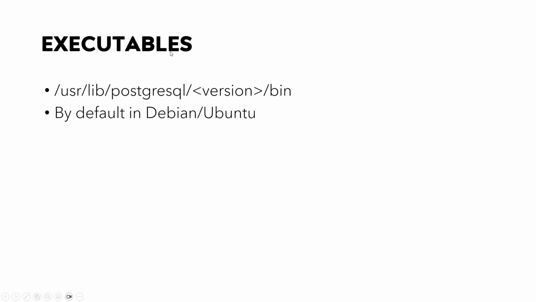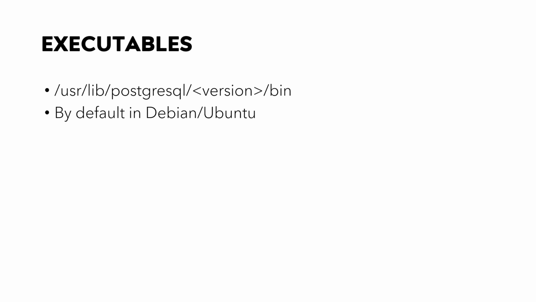The executables are stored in a third location, so these are under /usr/lib, and again there is a separate folder for each version. Obviously not a separate folder for each cluster, because the clusters will all use the same tools, and these are things like the psql command line tool, all of your pg_dump and pg_start and pg_control and all the rest of it. There's a whole load of them in there.